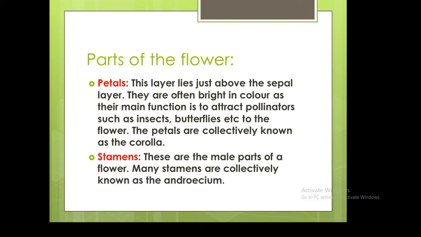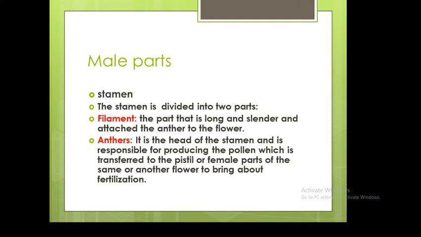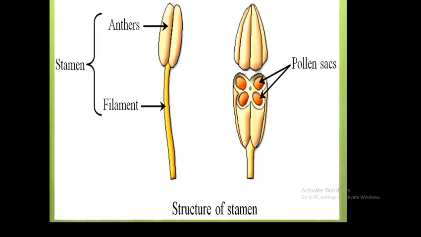Stamen is the male part of the flower and it's collectively known as androecium. Stamen is divided into filament and anther. Filament is the part that is long and slender, attached to the anther. Okay, anthers, it is the head of the stamen and it is responsible for the production of pollen. So it's responsible for producing pollen, okay, during fertilization. So this is the structure of the male part.